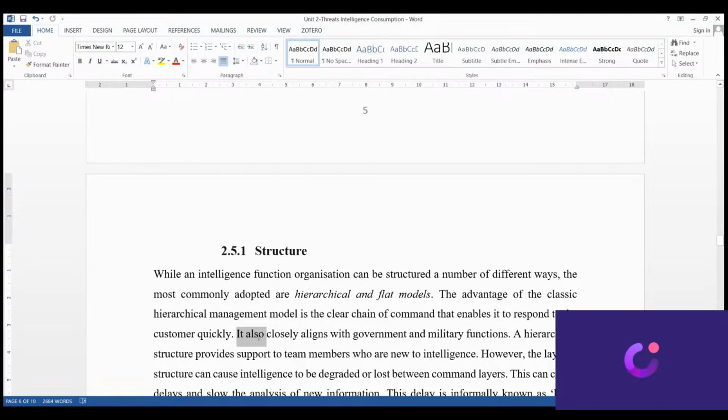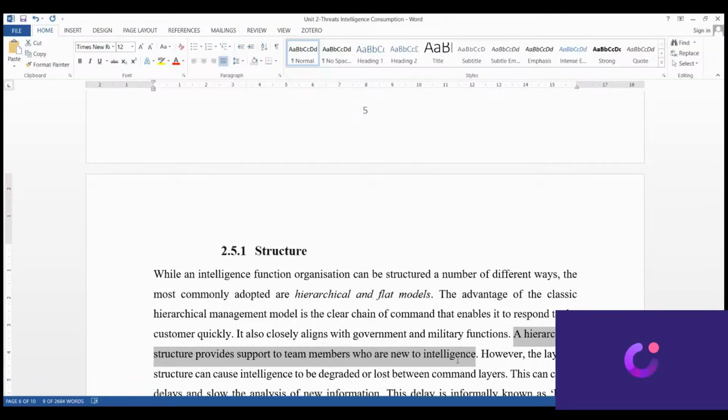Another important part of this structure is that it also closely aligns with government and military functions, because this is according to the CBEST guide. And it provides support to team members who are new to the intelligence aspect.